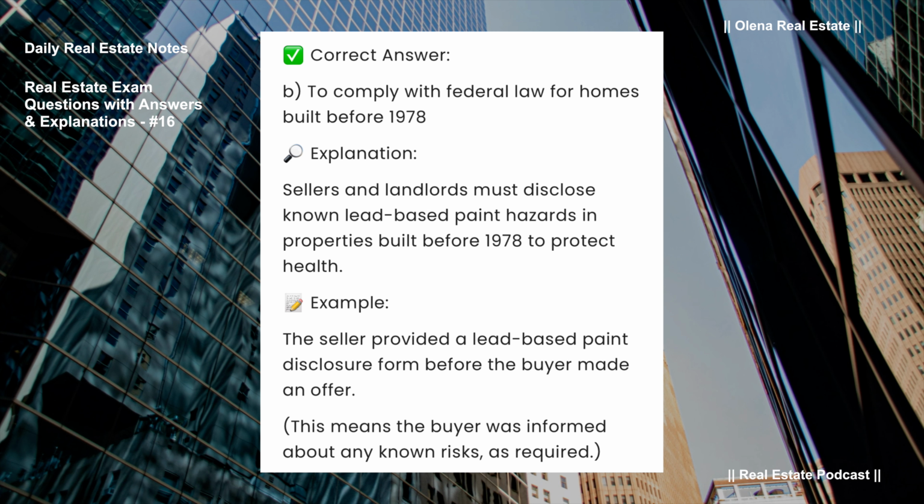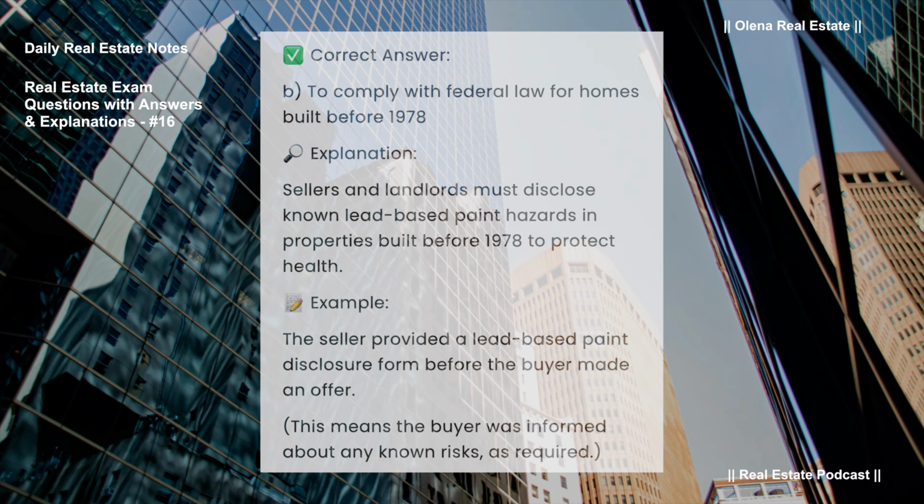Sellers and landlords must disclose known lead-based paint hazards in properties built before 1978 to protect health. For example, the seller provided a lead-based paint disclosure form before the buyer made an offer. This means the buyer was informed about any known risks, as required.